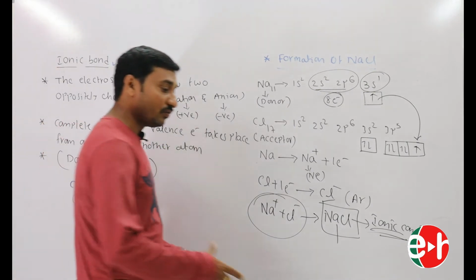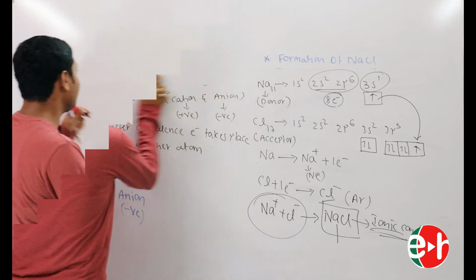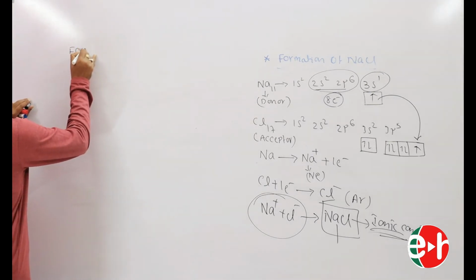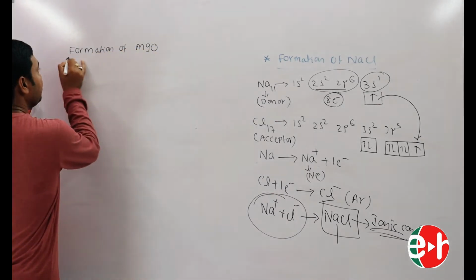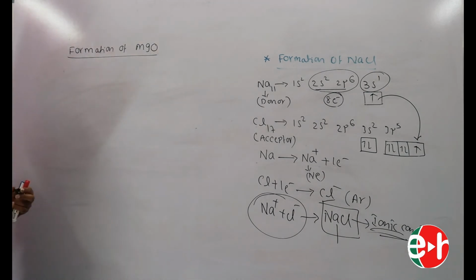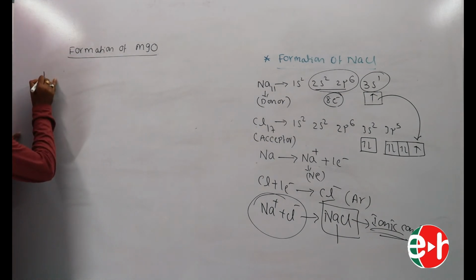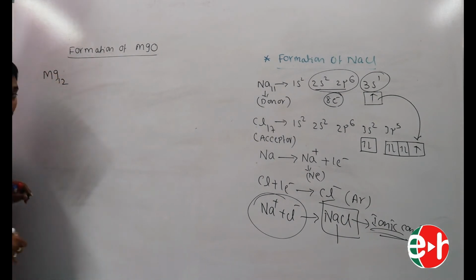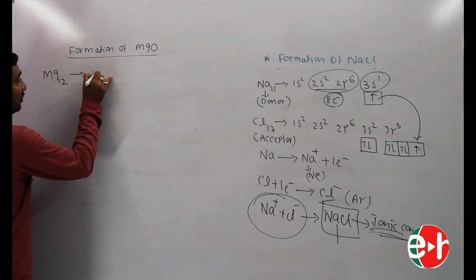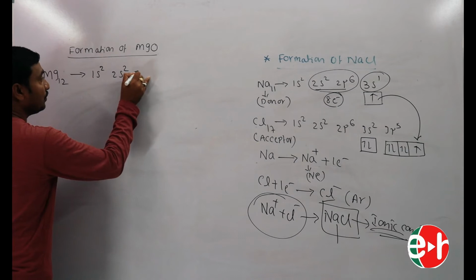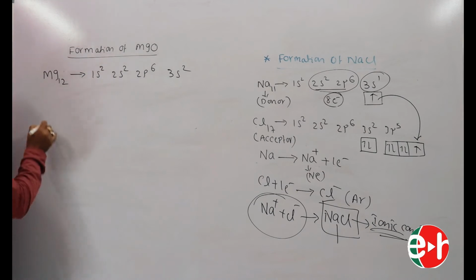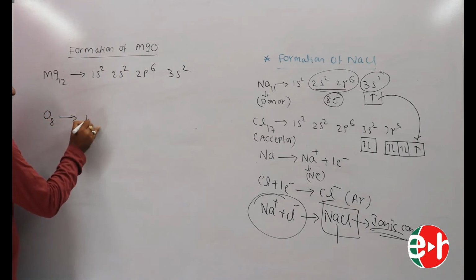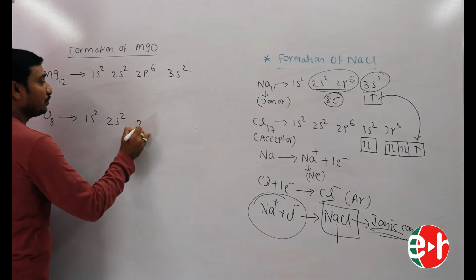Okay. Some more examples. Second example, formation of MgO, magnesium oxide. One more example of ionic bond. See, in the formation of MgO, magnesium, atomic number 12, electronic configuration 1s2, 2s2, 2p6, 3s2. Oxygen, atomic number 8, electronic configuration 1s2, 2s2, 2p4.